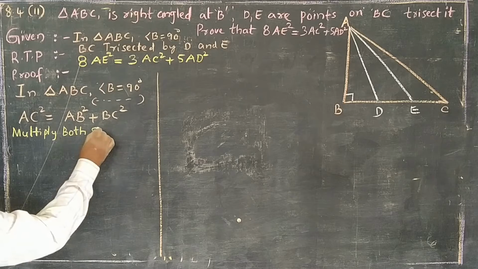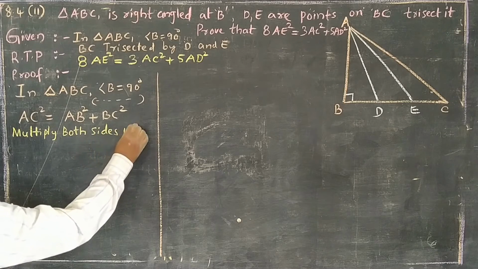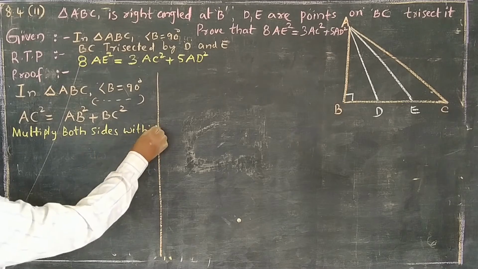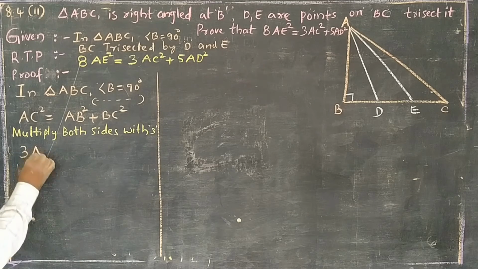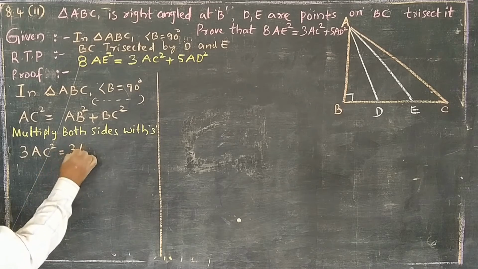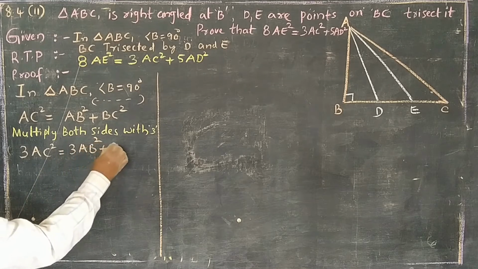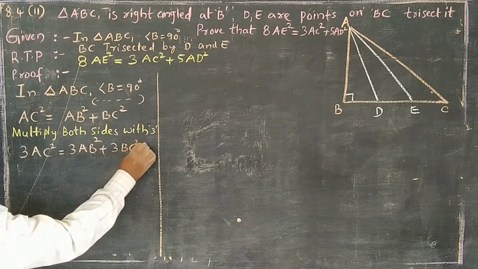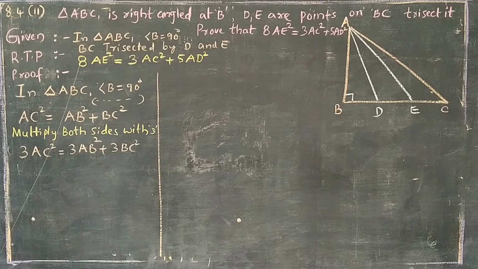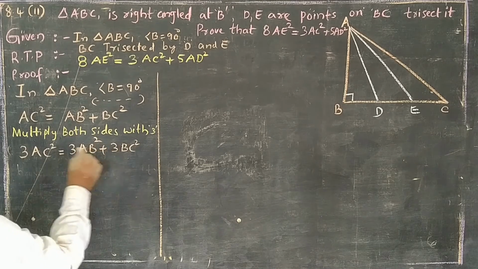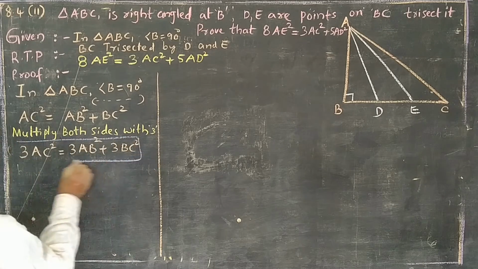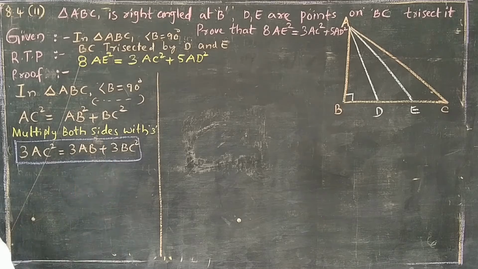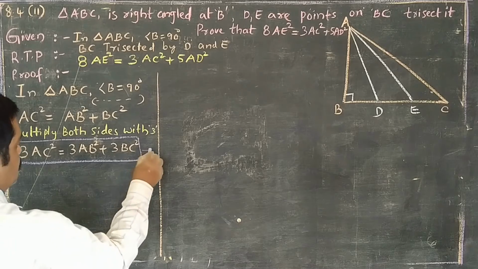with 3. So what do we get? 3AC square is equal to 3AB square plus 3BC square. Up to here we got. This is the first equation.